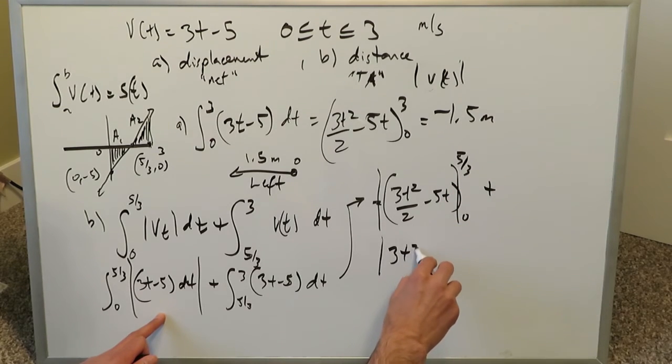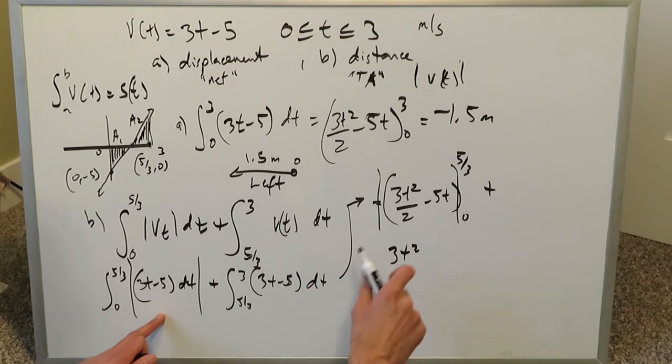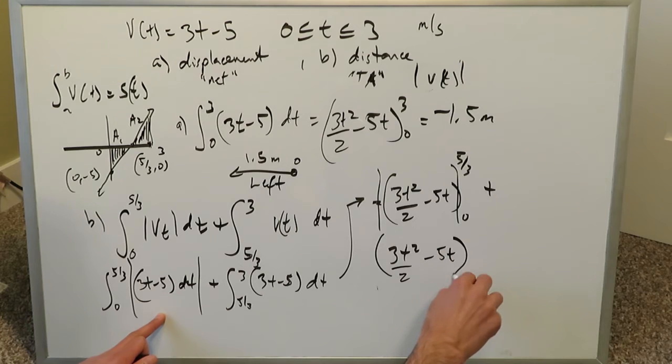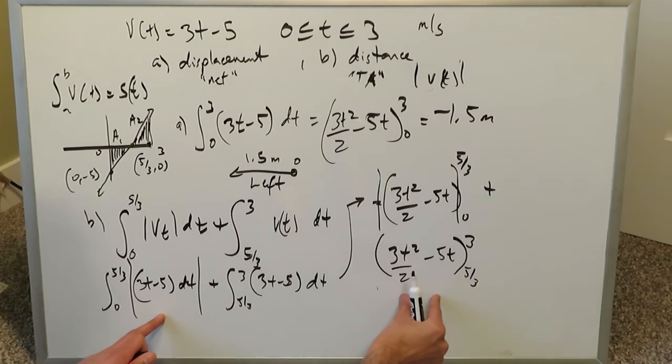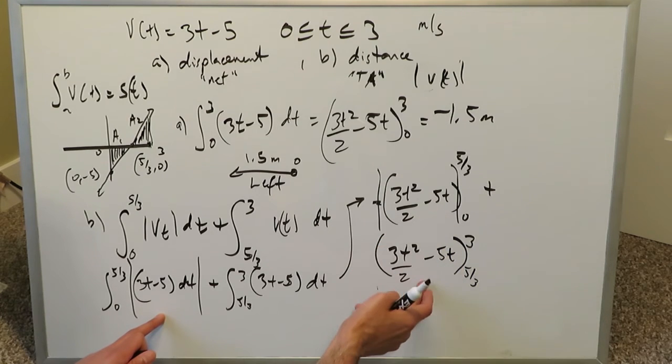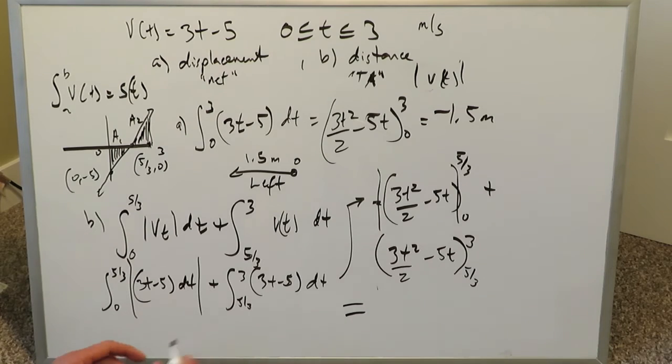We'll have 3t squared, this right here is not an absolute value, it's just regular parentheses, minus 5t, from 5/3 to 3. We have to do the cumulative sum of these. Whatever comes out being a minus, you change it into a positive and you add it to this. It will bring our total distance right over here. I'll calculate it and put it down.